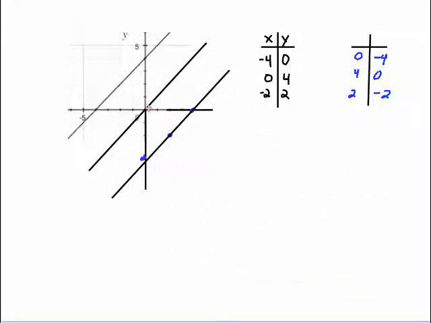So you can also see that the original line reflected over this line here, which is the line y equals x, does give us this line right there.